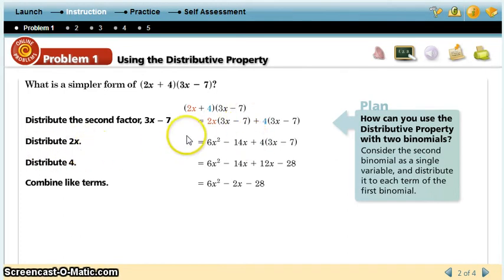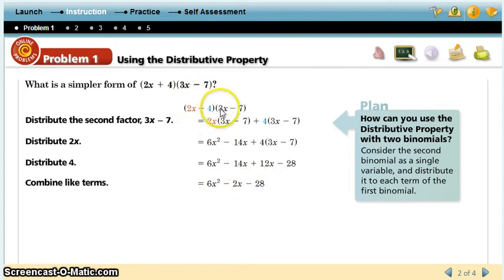It says distribute 2x. Distribute 2x to 3x and distribute 2x to negative 7. So that's where this comes from when you distribute those. Then they just rewrote this problem again. And then you distribute the 4. So you distribute 4 to 3x and you distribute 4 to negative 7. So what you wind up with is a large polynomial here, but it does actually have two terms that are like. So we can combine like terms. 6x squared minus 2x minus 28 will be your final answer after combining like terms.